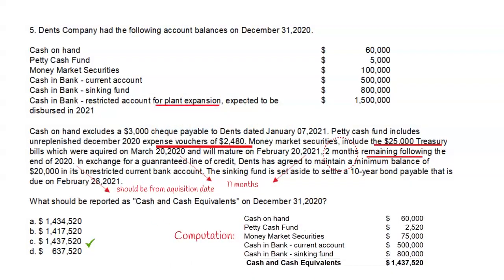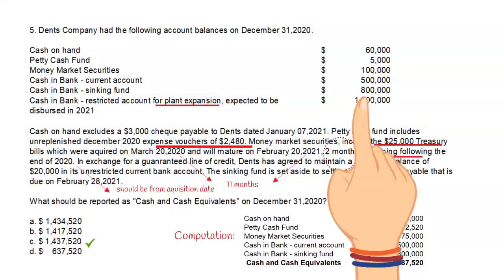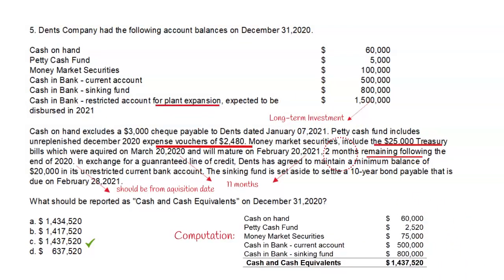As a rule, the classification of cash always follows its purpose or related liability. If the purpose or related liability is current, then report as cash. But if the purpose or related liability is non-current, then report as long-term investment.